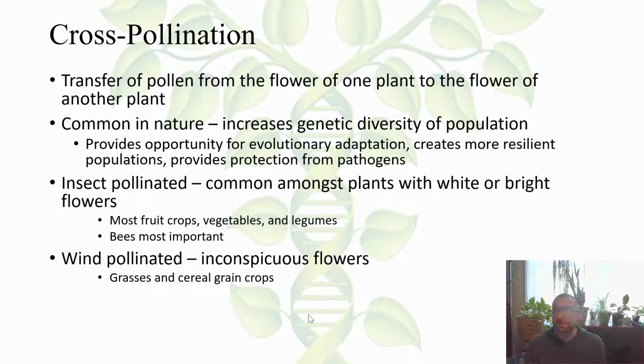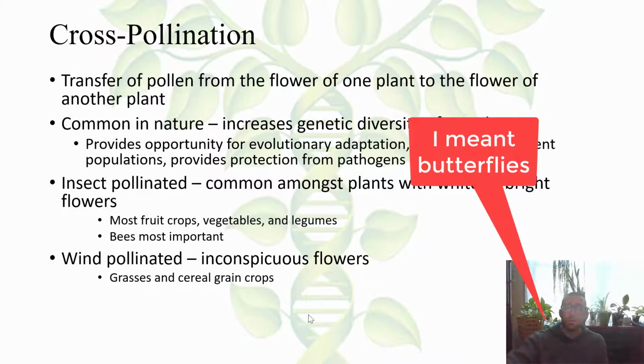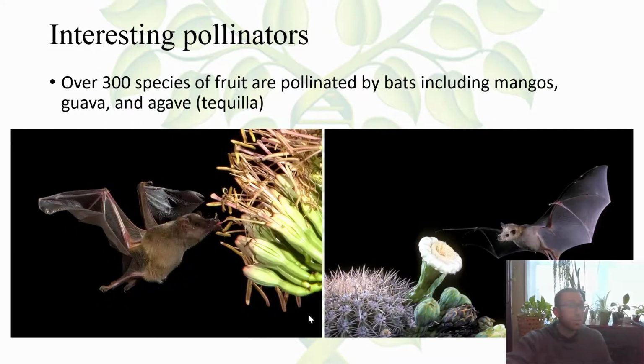Now, with our insect pollinated, bees are the most important, right? They are the most important insect in terms of pollinating flowers and pollinating our crop species. However, other organisms are also important. Other insects are also important. Flies will pollinate stuff. Bees will pollinate stuff. And then I'm going to show you some other types of pollinators that I think are just interesting. So bats are good pollinators. They pollinate over 300 species of fruit, such as mangoes, guava, and agave.